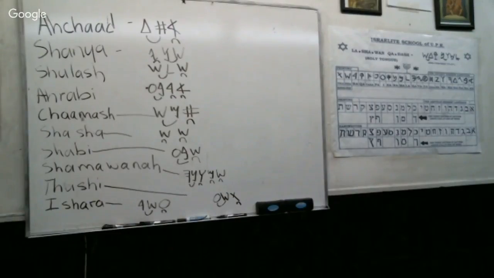Our Father, which art in heaven, hallowed be thy name. Thy kingdom come. Thy will be done in earth, as it is in heaven. Give us this day our daily bread. And forgive us our debts, as we forgive our debtors. And lead us not into temptation, but deliver us from evil. For thine is the kingdom, and the power, and the glory, forever.